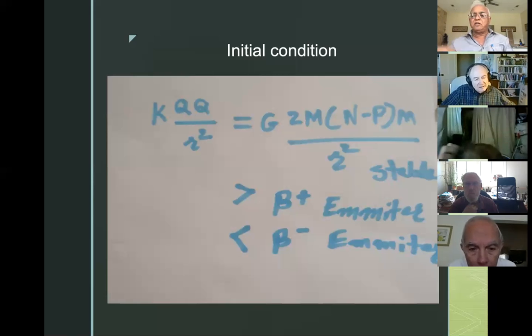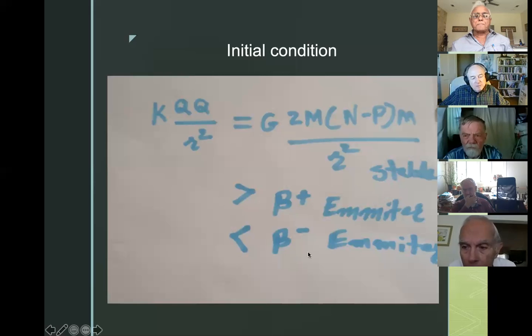That means it will release the electron. So in one case, the proton will give up its positive charge and turn into a neutron. And in the other case, a neutron will give up a negative charge and will become a proton. So that is the difference.